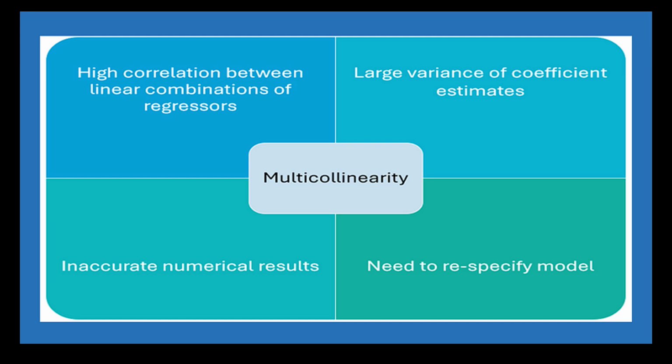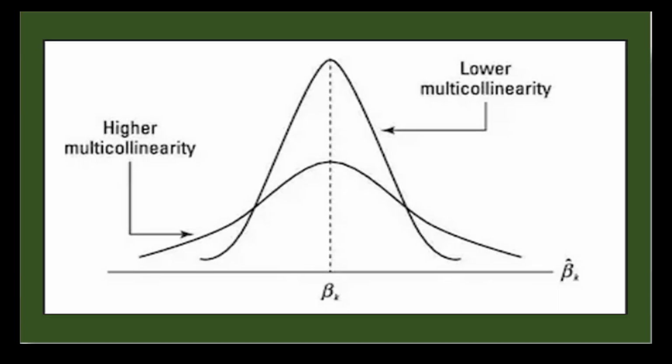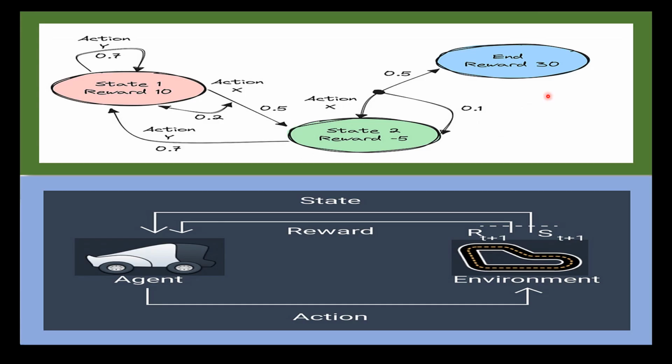So to summarize, multicollinearity is a situation where two or more predictor variables in a regression model are highly correlated with each other. It can cause problems in the regression analysis by making it difficult to determine the individual effects of each variable. To address this, you can either remove one of the highly correlated variables or use techniques like regularization or principal component analysis. Next, let's discuss what is a Markov decision process.